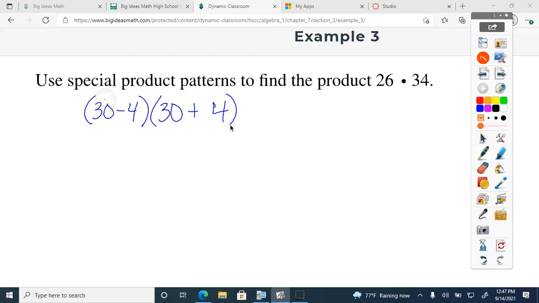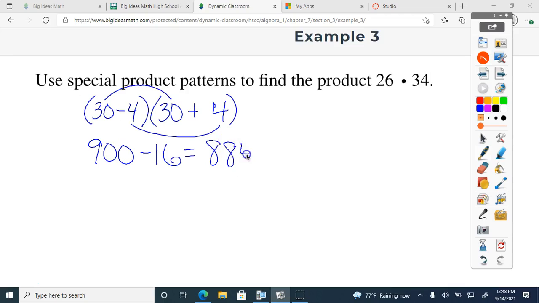So really, I just have to multiply 30 times 30. 3 times 3 is 9, so it's 900, okay? 900, and then negative 4 times 4 is what? Negative 16, and that's 884. And if you put 26 times 34 in your calculator, you will get 884.